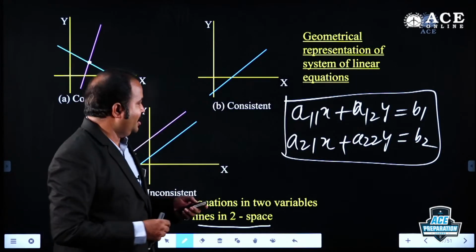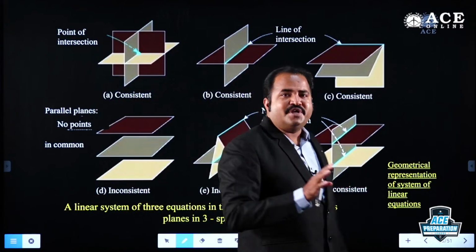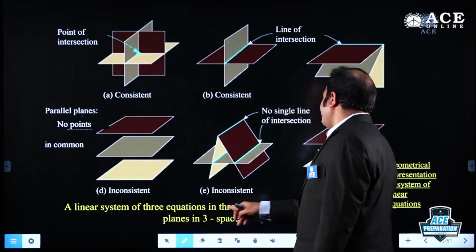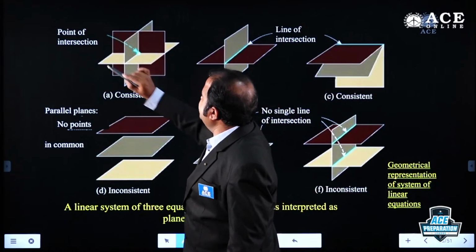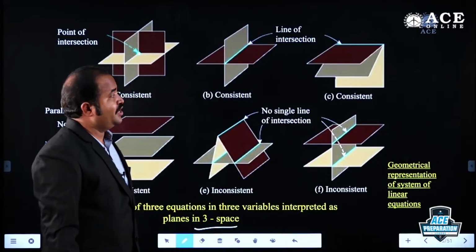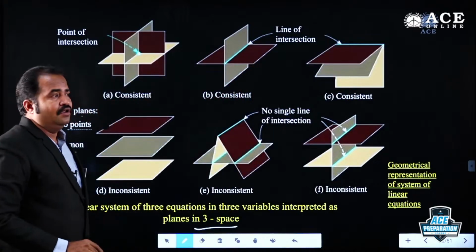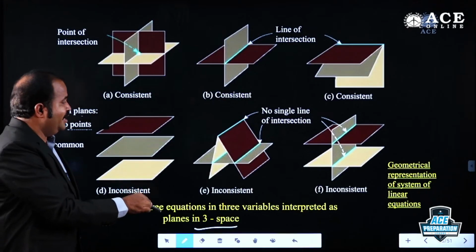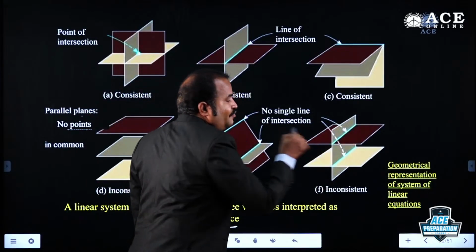What about three dimensions? Look. In three dimensions, each equation represents a plane, right? A linear system of equations in three variables is interpreted as planes in three-dimensional space. Here is a common point of intersection, and here a common line of intersection in these two cases. So this is consistent, this is consistent, this is also consistent. Coming to this one, parallel planes, no common points or no common lines. Here no single line of intersection, even here also no single line of intersection.